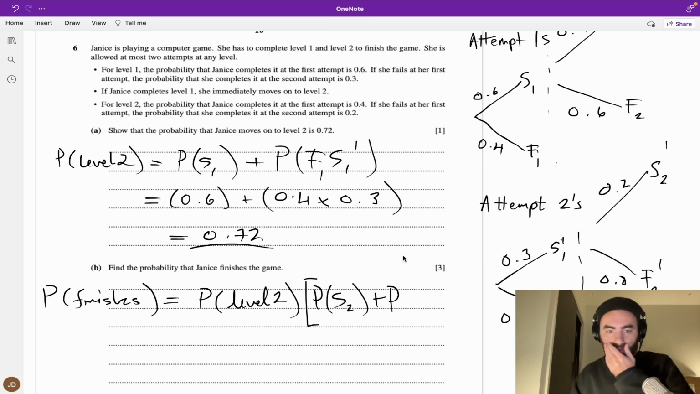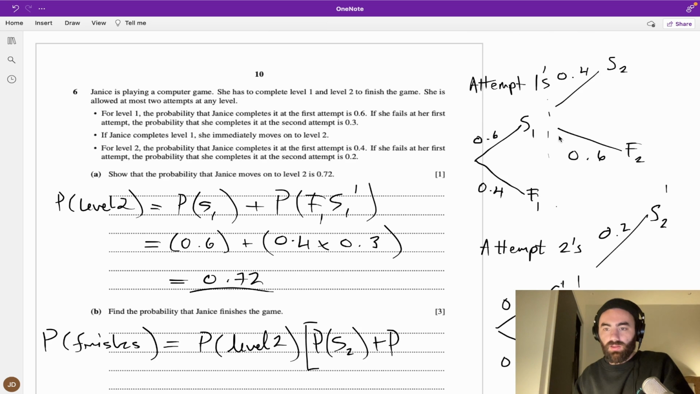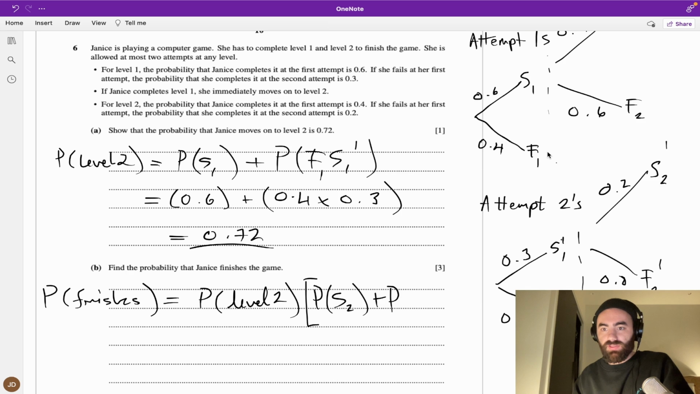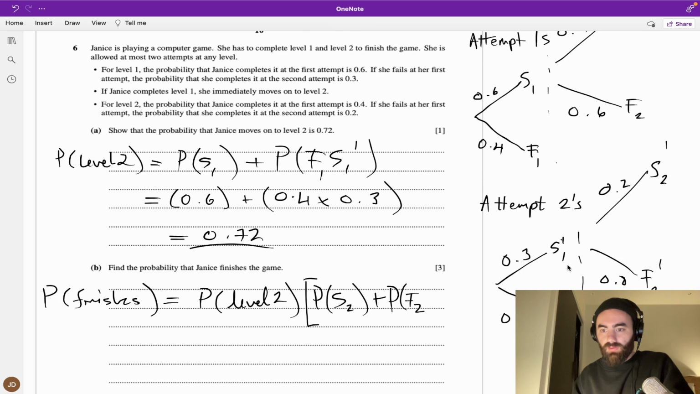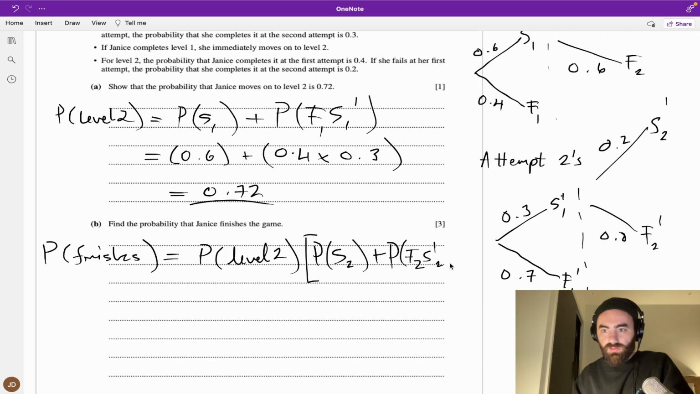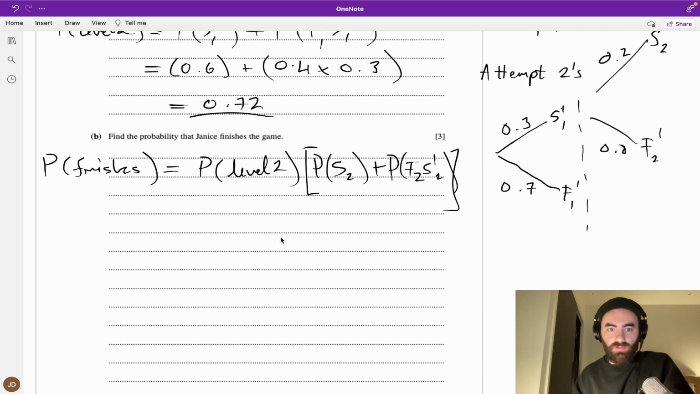Wait, hold on. So find the probability she finishes the game. So she's gone to level 2. So the first attempt, let's say, and then the probability of the second attempt she succeeds will be if she fails the first attempt and then succeeds. So it would be the probability she fails, so F2, and then succeeds on the second attempt, which should be this, according to my notation.